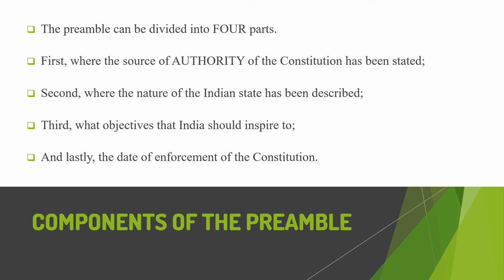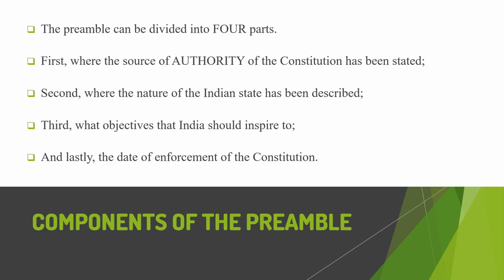Moving on, the preamble has various components. Therefore, we can roughly divide it into four parts. First, where the source of authority of the Constitution has been stated. It declares in unambiguous terms that it is the people of India who have adopted, enacted and given to themselves the Constitution.